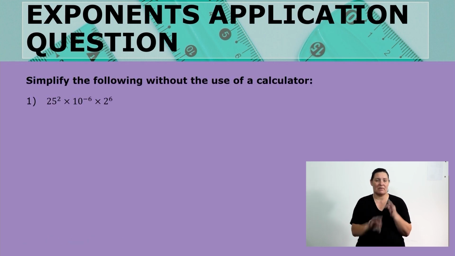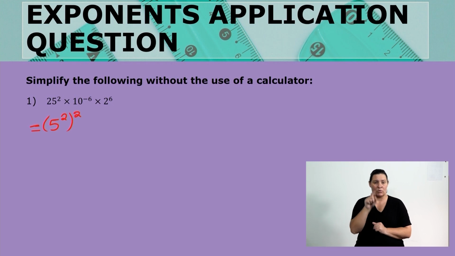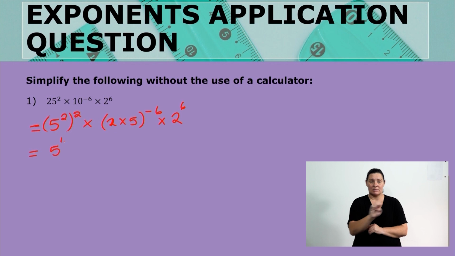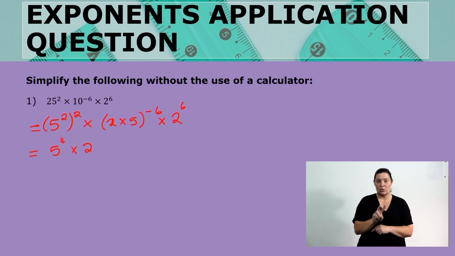So we are going to simplify the following. Remember, 25 is 5 squared, and we still have that exponent 2, multiplied by 10 is 2 multiplied by 5, and that is the exponent negative 6, and we have 2 exponent 6. When we apply our exponential laws, that is 5 exponent 4, multiplied by 2 exponent negative 6, multiplied by 5 exponent negative 6, multiplied by 2 exponent 6.